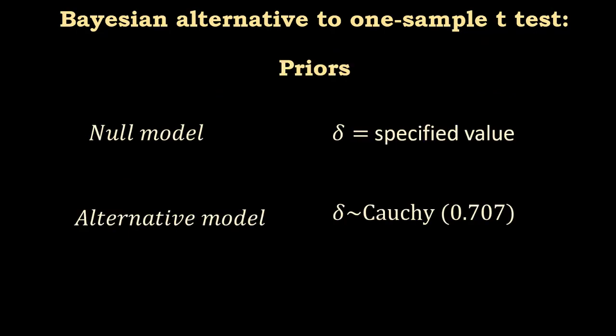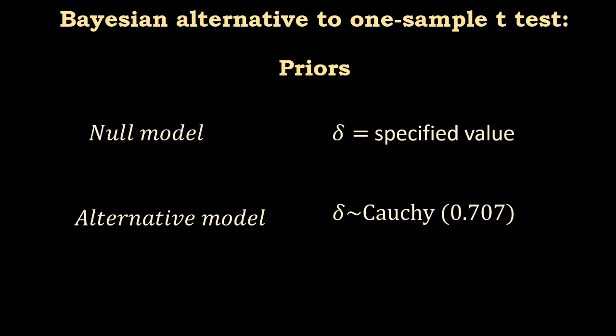Okay, so what are the priors? Again, as in the model comparison approach that we did in other Bayesian analyses, we have a null model and an alternative model. In the null model, we need to put a prior on the parameter of interest, which is the delta parameter. Well, in the null model, there is no distribution, or we can say that we've got a spike on the value that we specify, or we can say that delta equals that value.